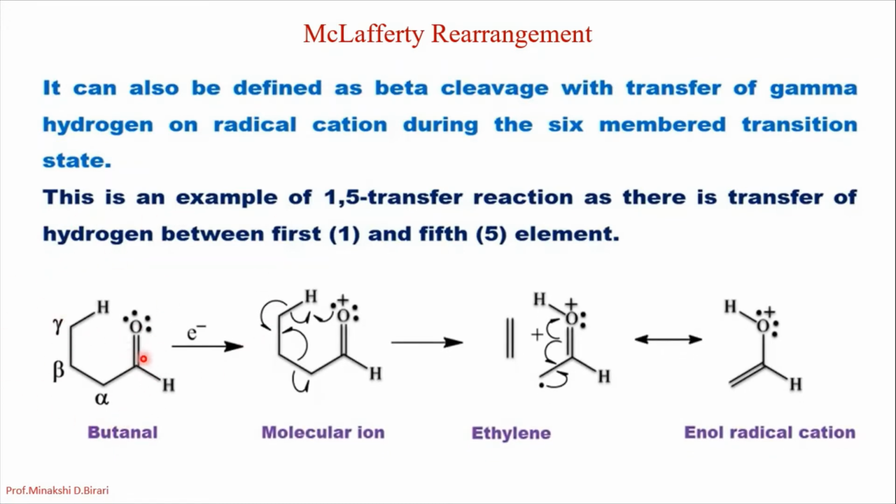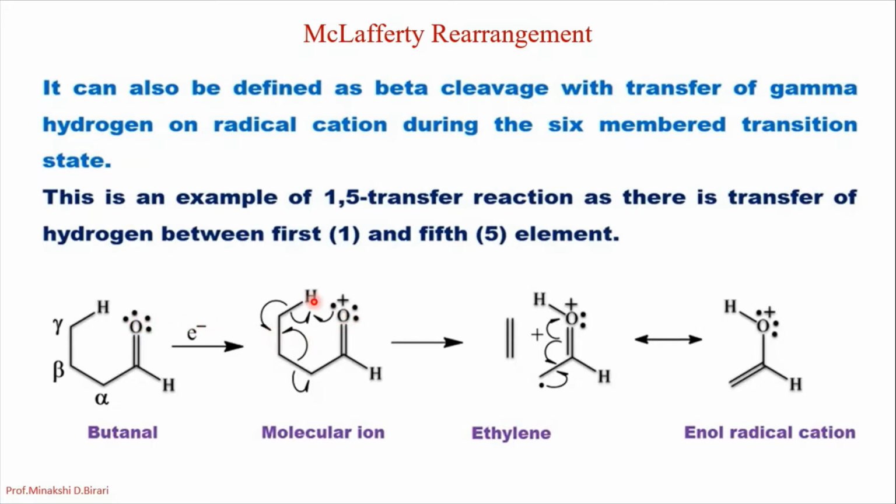If we locate the position, here is the carbonyl group. So the first position alpha, then beta, then gamma. So it is the gamma carbon to which this hydrogen is attached, so it is called a gamma hydrogen. And there is a transfer of hydrogen from the gamma position to the heteroatom containing pi electrons. So if we consider here, that is the first position and it is the fifth position. So there is a transfer of hydrogen between the first and fifth element. So this is an example of a 1,5 transfer reaction.